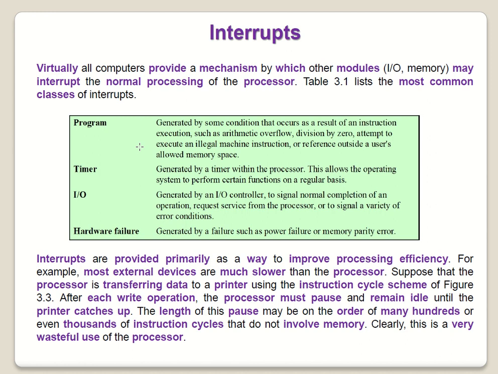By the time the CPU executes the write operation, maybe the printer is busy with another write operation, or it has a queue of data for printing. So the processor remains idle until the printer catches up with the data that's sent. The length of this pausing time may be many hundreds or thousands of instruction cycles, which is clearly a waste of processor time. So instead, the processor could be doing something else.